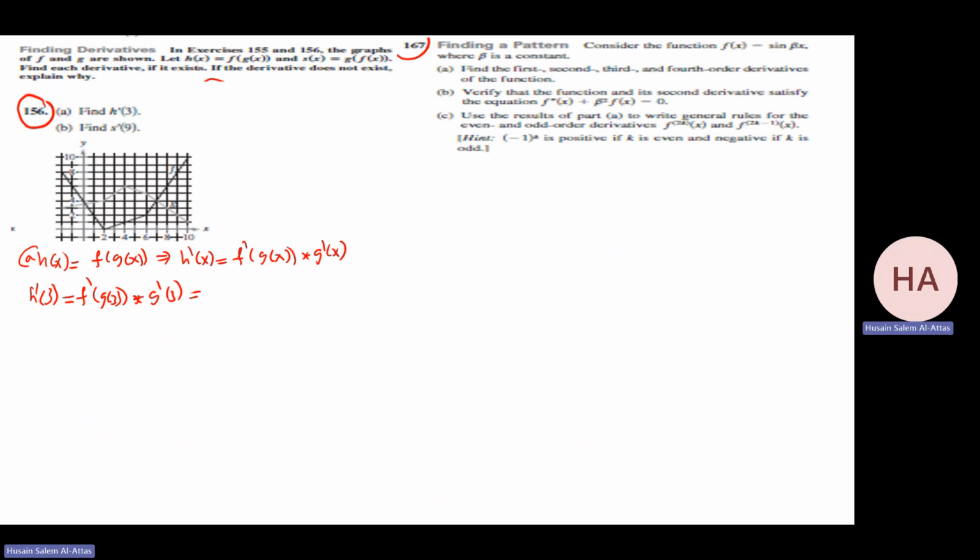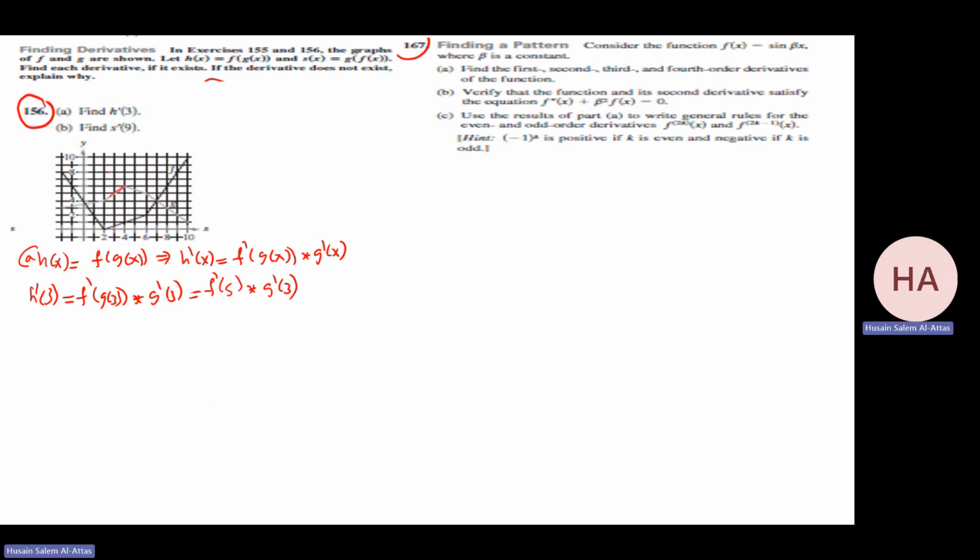Yeah, the graph is not clear. G at 3, this is 3. G is this one. 3, which is what? G at 3 is 5. So that will be f prime at 5 times g prime at 3. What is g prime at 3? Here I have 2. This is 3. This is the x.